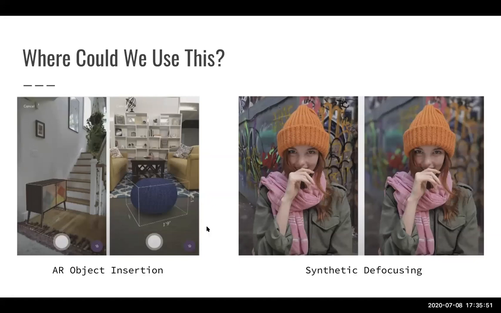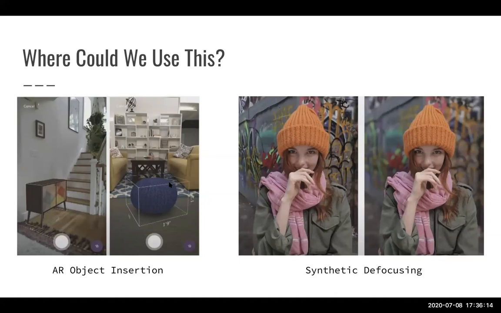And another thing is AR object insertion. If you have the 3D layout of a room, so you have the depth and all of that, you basically have the geometry of the room. So you could add in another object, like you see here, this beanbag couch type thing. If you have the geometry of that, you can literally just add it into the room as if it was there in the first place.